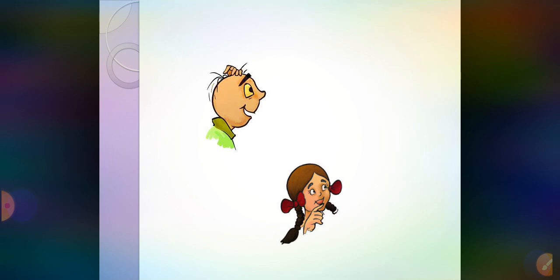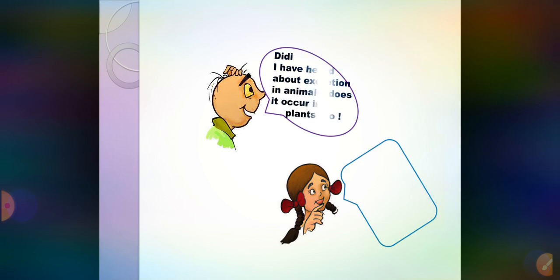Well, here come two children. One is called Bujo and the other girl is called Paheli. Now they have a conversation here. Bujo is asking, Didi, I have heard about excretion in animals. Does it occur in plants too? Paheli says, Yes, Bujo. They are also living organisms.